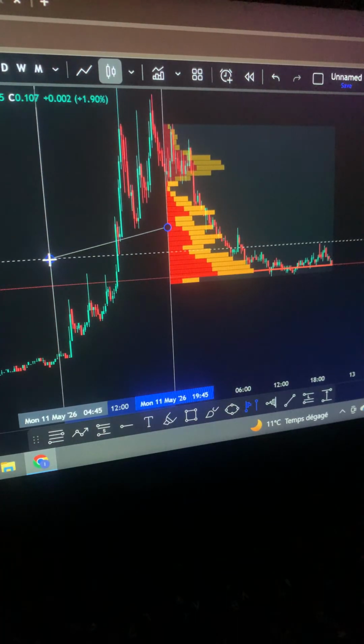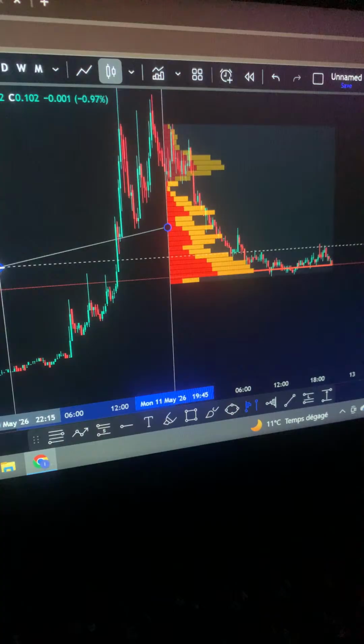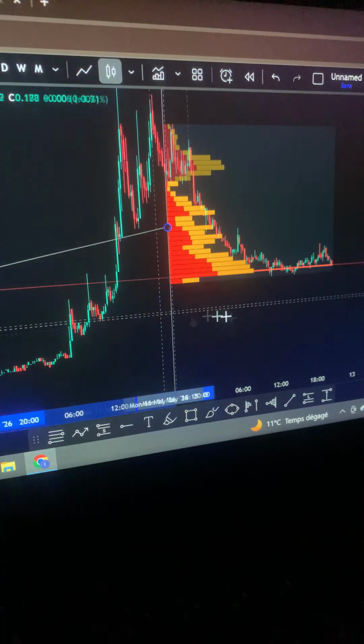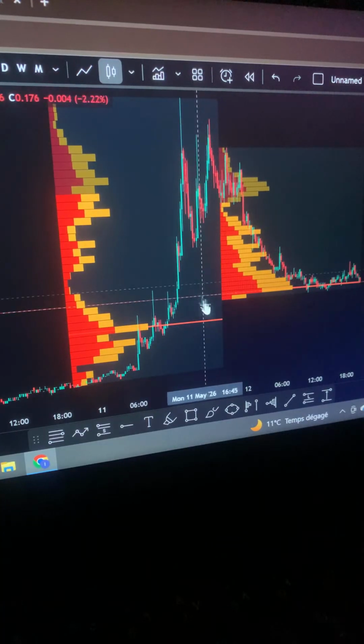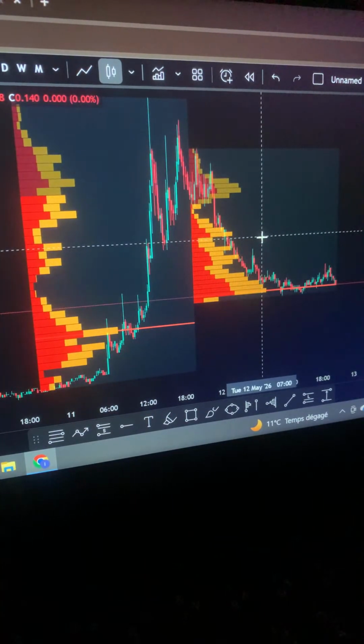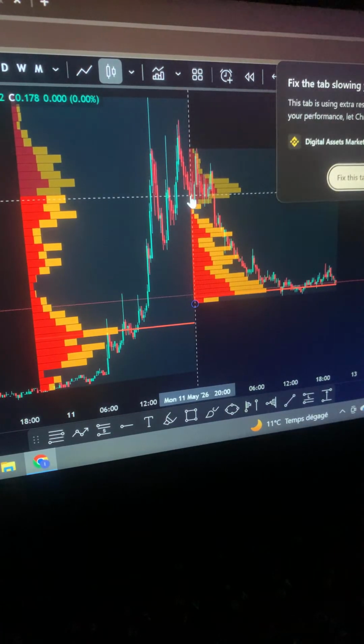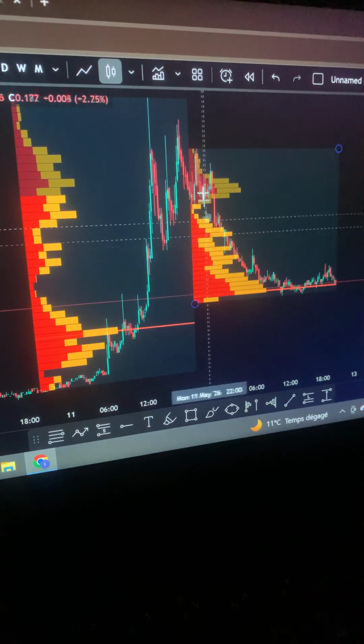Here is the volume profile of the previous daily, and here is the volume of today. So what you can learn from this is yesterday we had a very strong up close day.